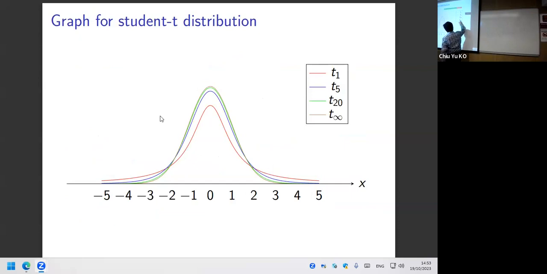The golden one, t infinity, will actually be normal. The smaller the n, the fatter the tail. So basically, in your mind, just remember that t is a bell with a fat tail.